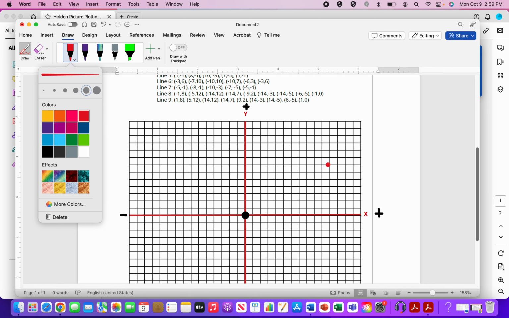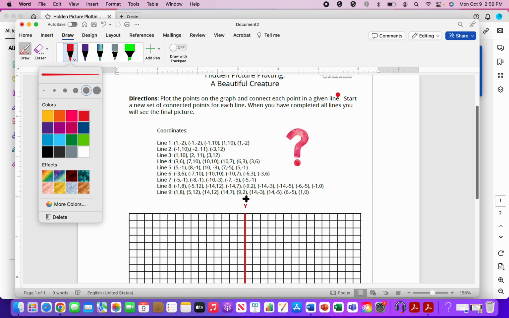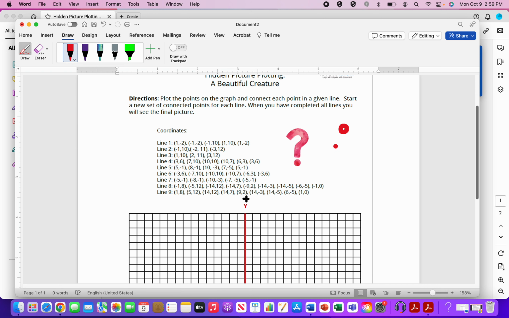It says 1, negative 2. So we always start at 0, and then 1, negative 2. I start at 0, so we always start at the origin, and then we go left if it's negative, right if it's positive, and then after that we go down if it's negative, I'm sorry, up if it is positive. Okay, so we're always doing the same thing. We start at 0, left or right, up or down.